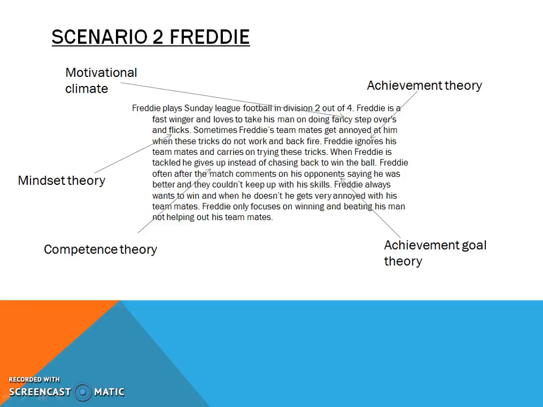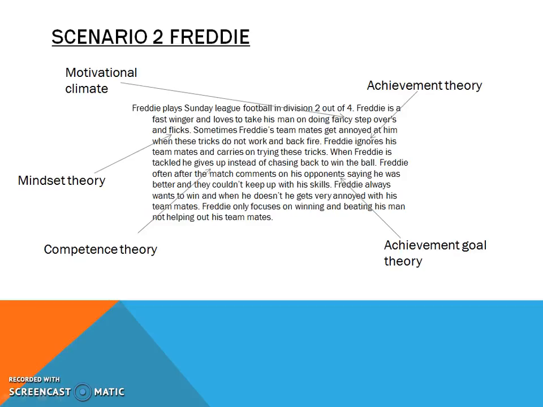Freddie ignores his teammates and carries on trying these tricks. When Freddie is tackled, he gives up instead of chasing back to win the ball. Freddie often, after the match, comments on his opponent, saying he was better and they couldn't keep up with his skills. Freddie always wants to win, and when he doesn't, he gets very annoyed with his teammates. Freddie only focuses on winning and beating his man, not helping out his teammates.